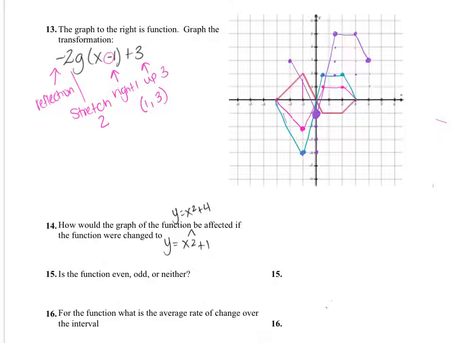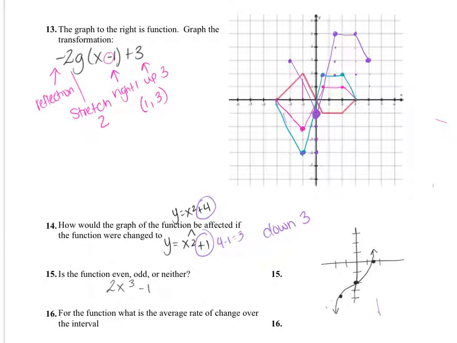For this next one, we want to know how the graph of the function y equals x squared plus 4 would be affected if we changed it to x squared plus 1. The only thing that's changing on this is what's added to the function. And 4 minus 1 is 3, so it's going down 3. That's all that's happening, because when we add a value to our function, it changes how high and low the function goes. So it's just going down 3.